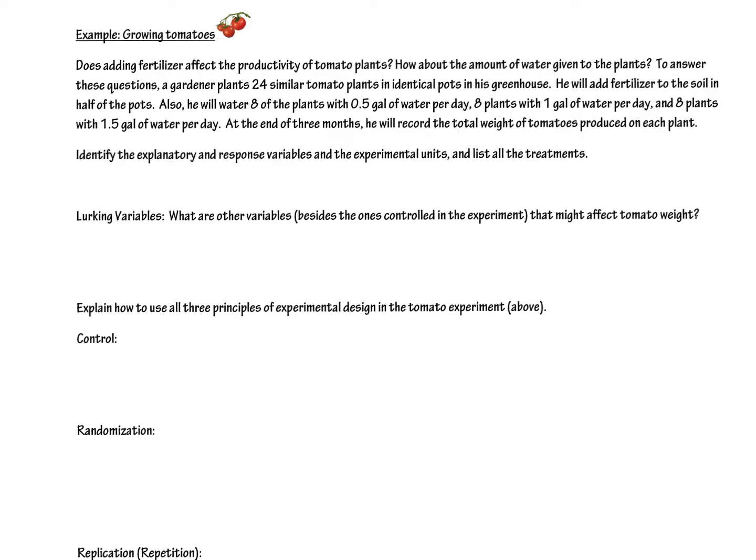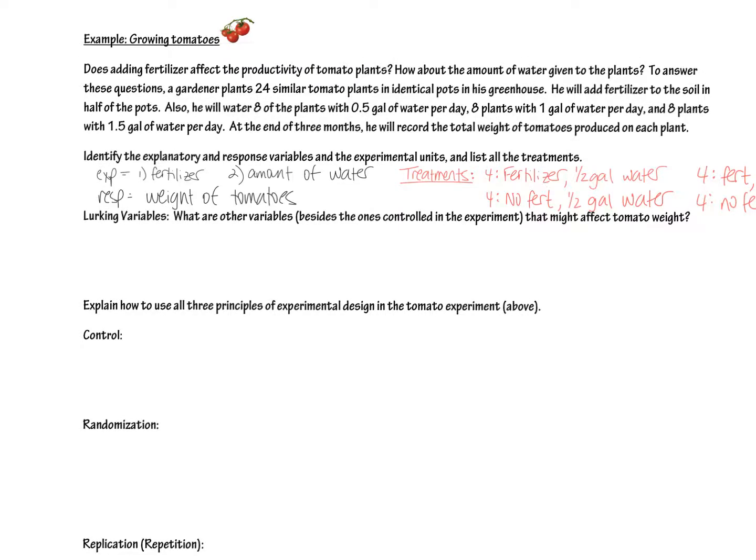So we're going to first identify the explanatory and response variables, as you can tell, and list all the treatments. Okay, so I have written out what the explanatory and response variables are, what explains the weight of the tomatoes, and in this case there are 2 explanatory variables. One of which is the fertilizer, and the other of which is the amount of water. It's okay to have 2 explanatory variables. It just makes for a more complicated procedure. And then the response is, what is he doing at the end to measure his success? He's weighing his tomatoes. So the weight of the tomatoes is the response.